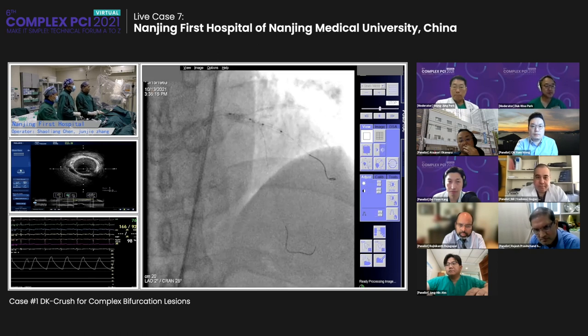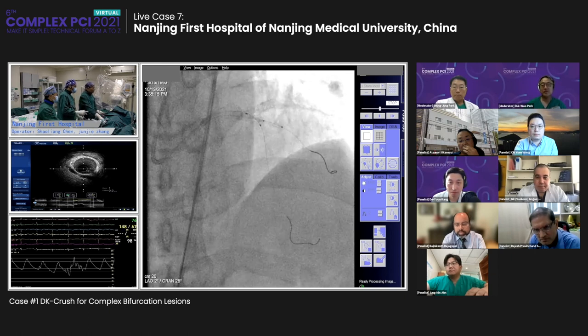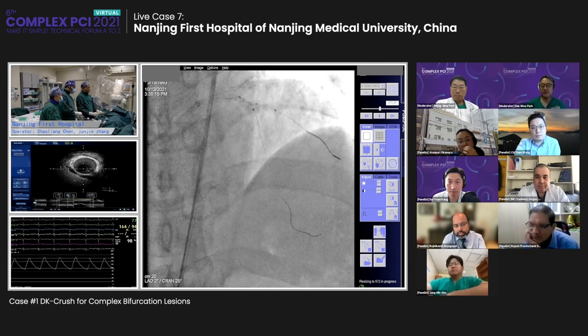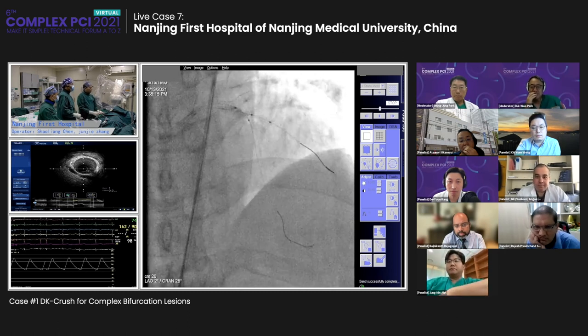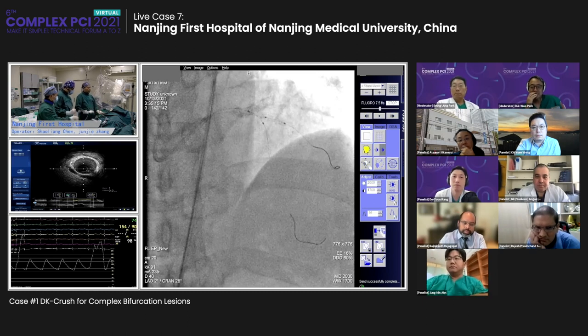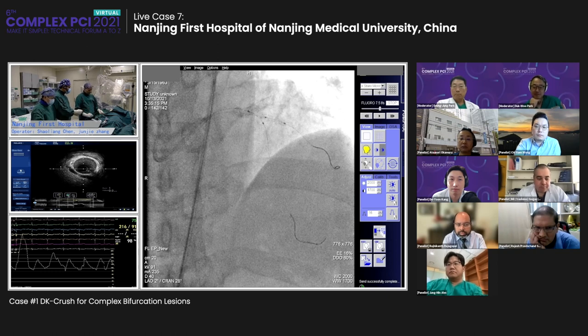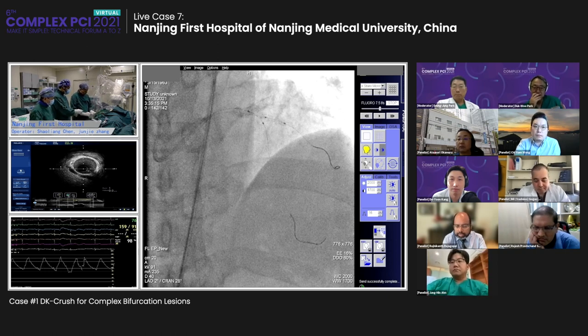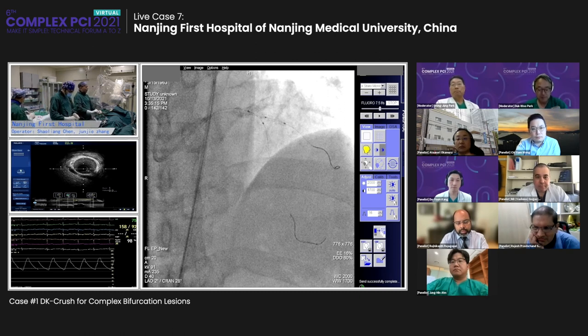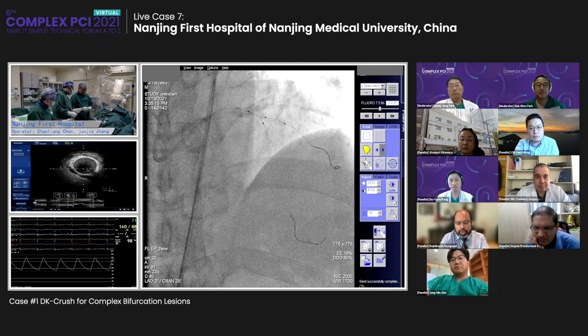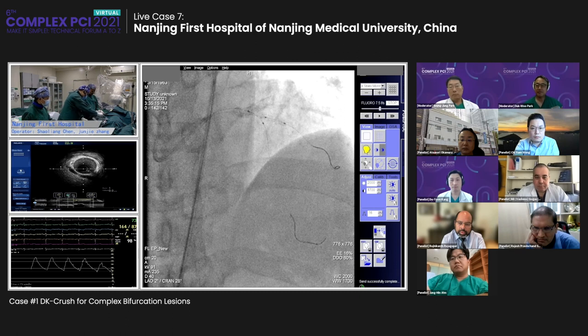Done. I think I need one more inflation. Now there is no strong resistance from my hand. Okay, one more inflation. 14, great. 16. Done. From where I am, the bifurcation angle between the LAD and diagonal looks like type Y. Because of the calcified lesion in the proximal segment, it is localized from the main vessel towards the side branch. So after stenting the side branch, it's very commonly difficult to put a long stent in. If this long stent still cannot pass, I will change to use two short stents. Do you think it's a good idea?